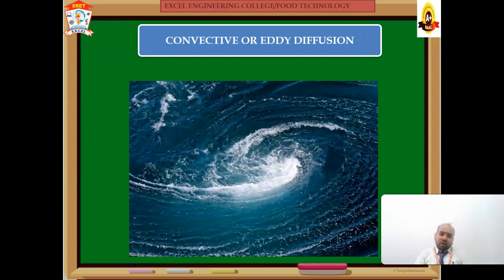Then an example of convective or eddy diffusion. Convective means we can introduce some forces, as in proper mixing operations. For example, you take a cup of coffee and we need to taste the sugar content, so we add sugar. It will not automatically dissolve or disperse throughout the tea, so we need to dissolve the sugar.